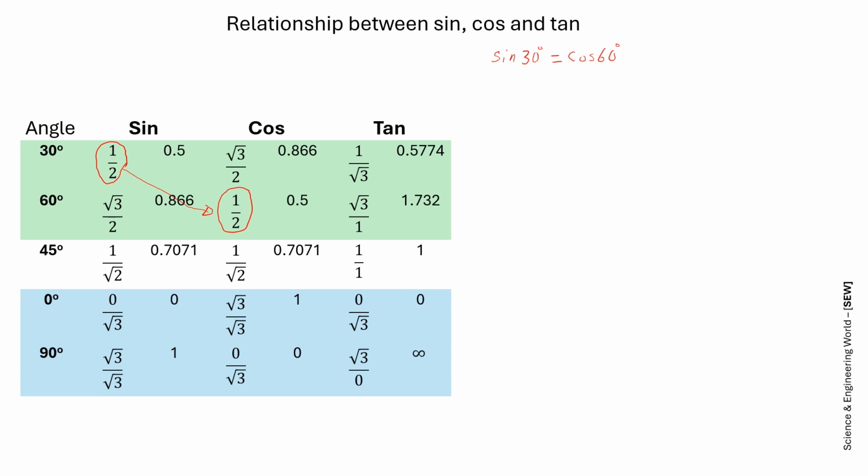Equally, if you look at sine 60 and cos 30, we see similarity there again. So we can now say that sine 60 equals cos 30. If you go down to 0 and 90 degrees, we see that sine 0 is also equal to cos 90.